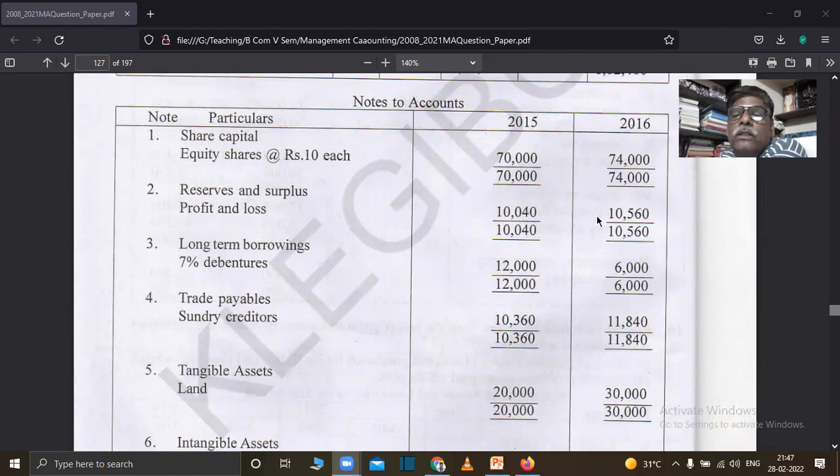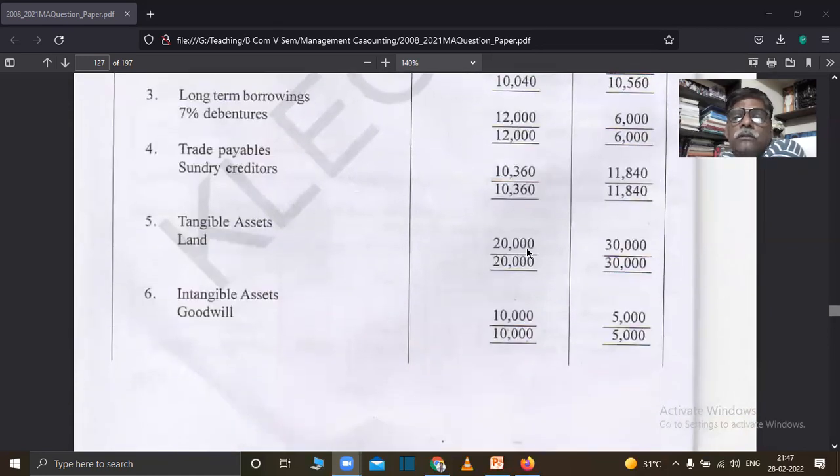P&L account, you take in the second head, operating activity, opening, closing. Debenture written off, financial activity, outflow. This is outflow, first is inflow. Creditor increase, add. Land investment activity, outflow, 10,000 difference. Goodwill non-operating expense, written off 5,000 difference.